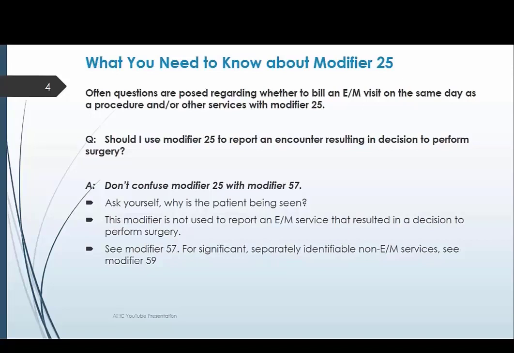Well, don't confuse Modifier 25 with Modifier 57. So you have to ask yourself, why is the patient being seen? And how are you using the modifier? This modifier is not used to report E&Ms that result in a decision to perform surgery. So you need to take a look at Modifier 57 definitions, and we'll also have a YouTube video for that modifier as well. And you need to take a look, would it be a Modifier 59? So you need to take a look which modifier is going to fit best.